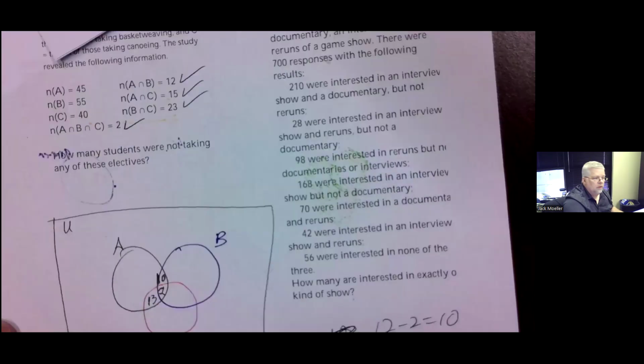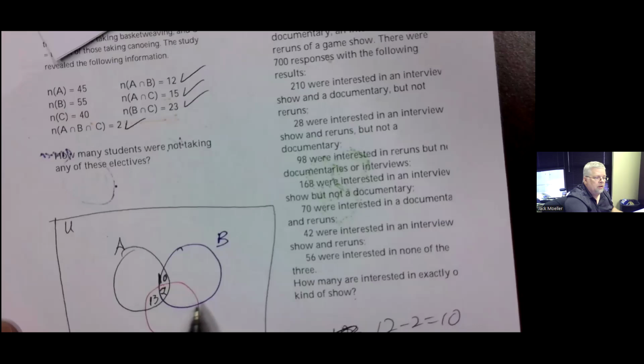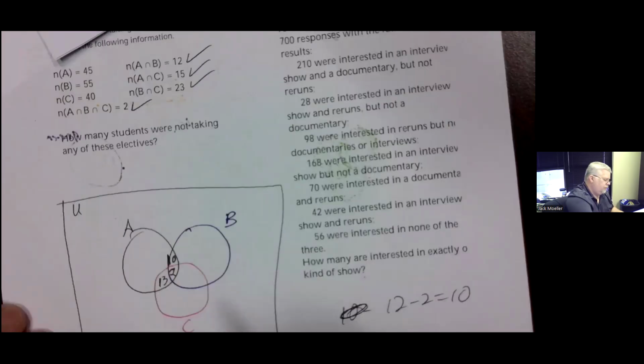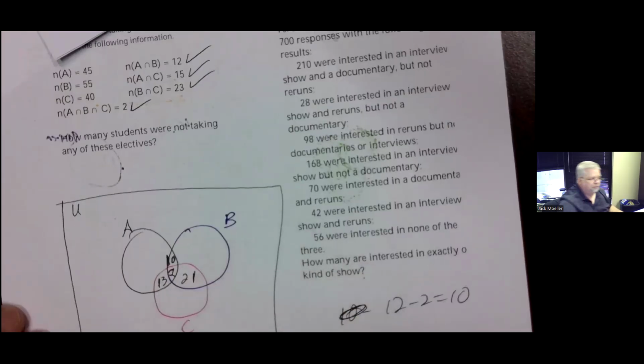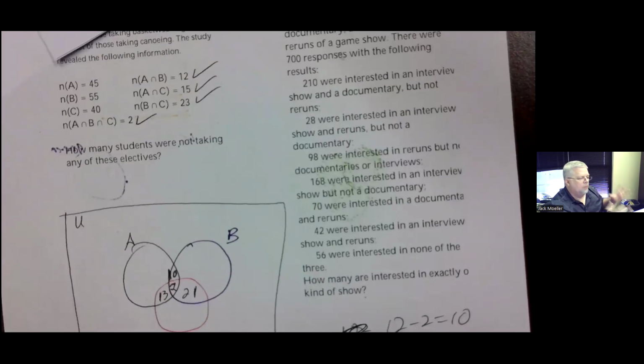And then I think you're kind of getting the hint here. So for 23 that like B or C, so there's 23 there. We've already accounted for 2. So 23 minus 2 will be 21. All right. And so now we just kind of keep working outwards.